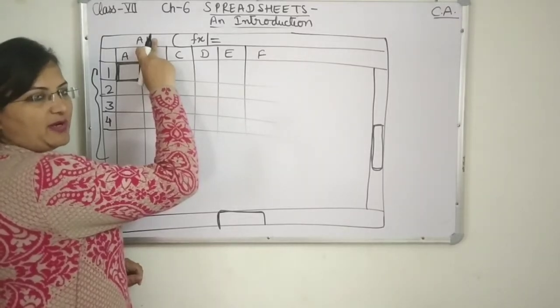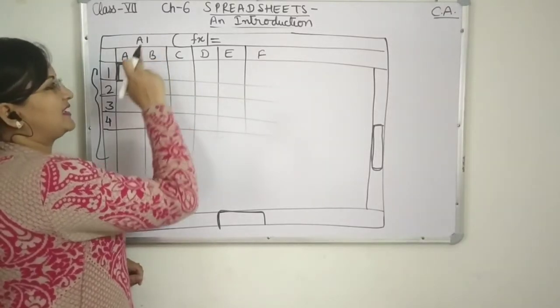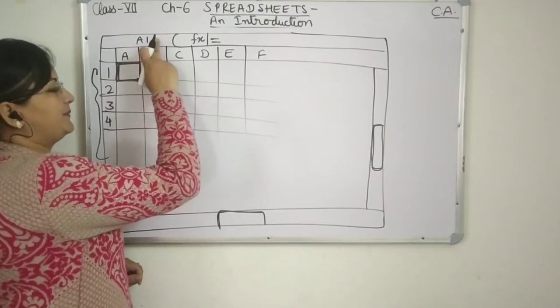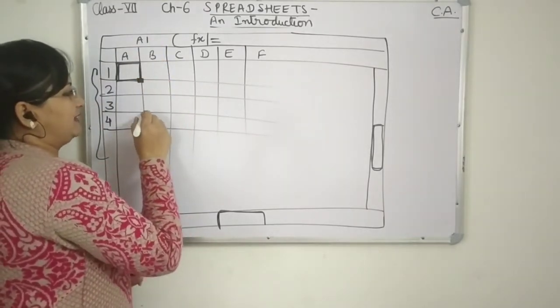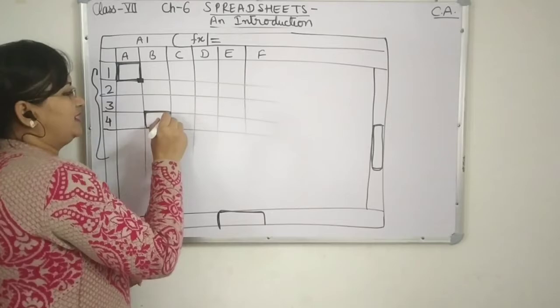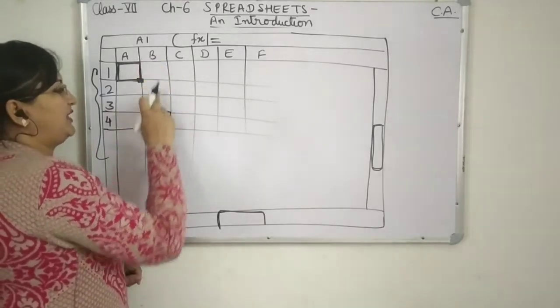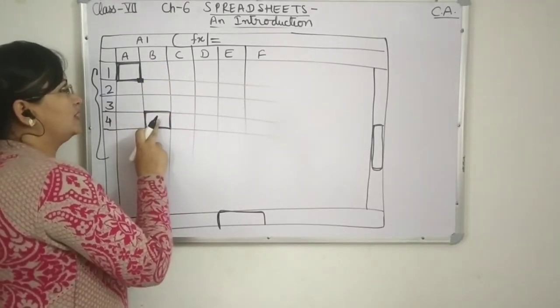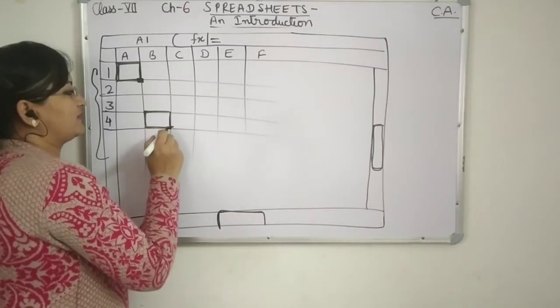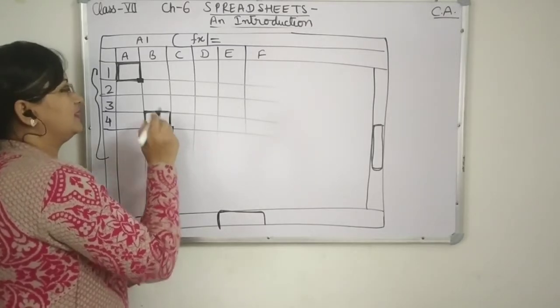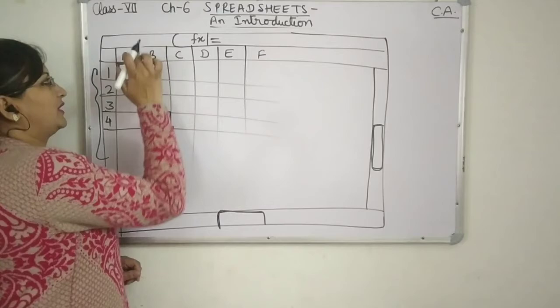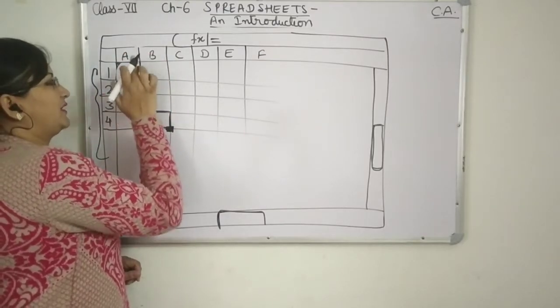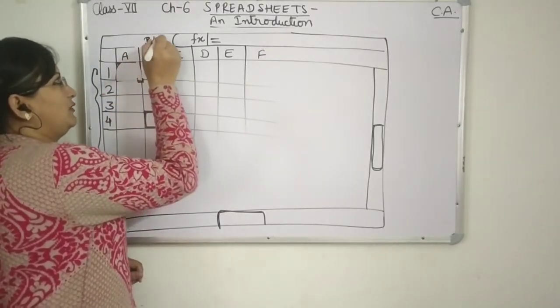This is the address bar. Whichever cell is selected, its address will appear here. Now if I select this cell, you can see B and 4. So when I select this, what will be the address? B4 here.